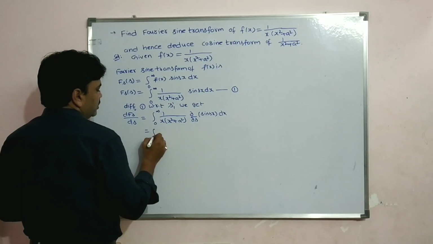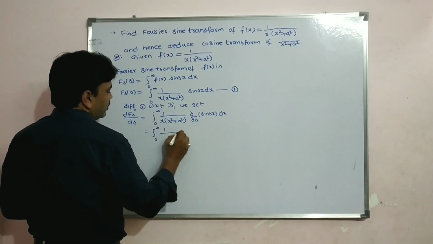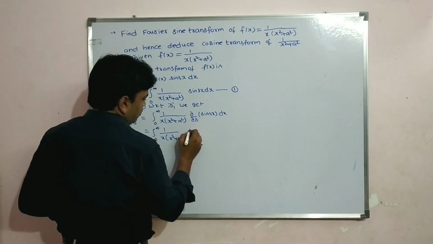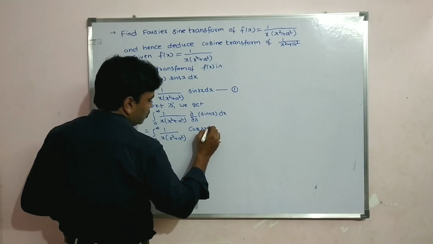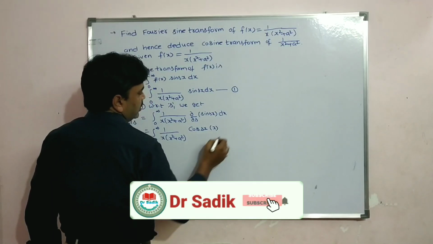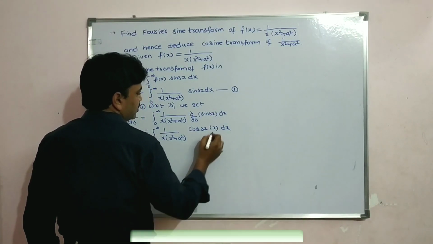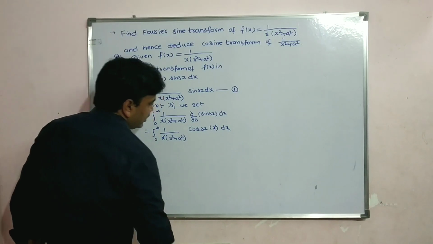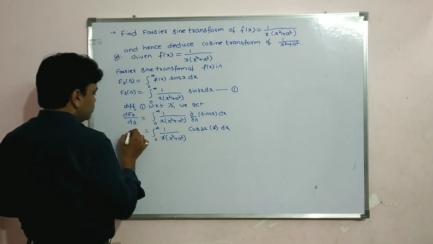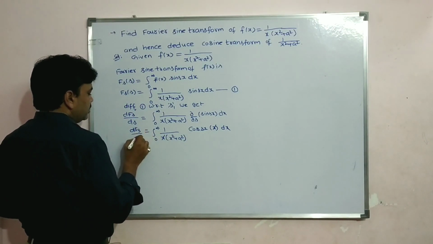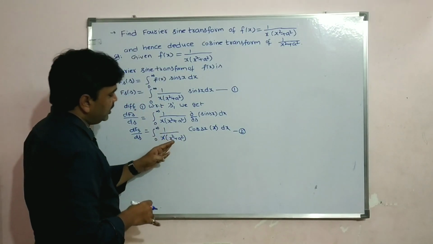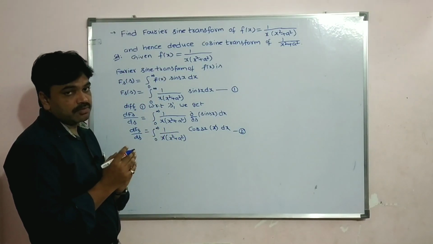That is equal to integral 0 to infinity 1 by x square plus a square into dou by dou s of sine sx, that is cos sx, into the derivative of sx with respect to s, so we get x here, into dx. This x cancels. So this is 2, the value of dFs by ds. Again we have 1 by x square plus a square.